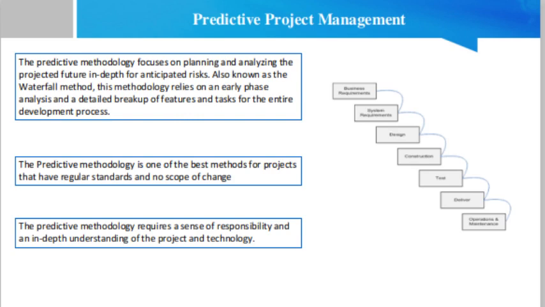The objective is to complete the project as fast as possible if all goes well. With this methodology, everything happens just in time with optimal utilization of resources. The predictive planning fails when there is a significant project specification change or modification, and leads to project paralysis. The predictive methodology is one of the best methods for projects that have regular standards and no scope of change.